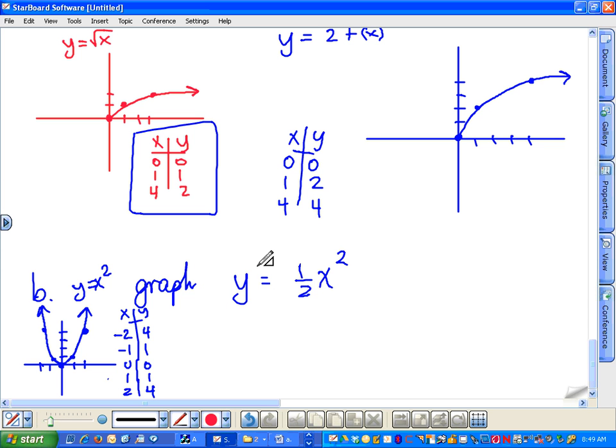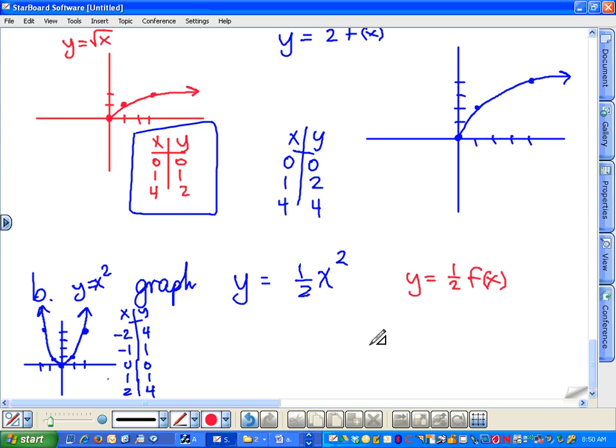Another way of thinking about this is to graph y equals 1/2 of f of x. X squared equals f of x. I'm asking you to graph 1/2 of f of x. Well, what are f of x values? They're the same as y values. I'm asking you to graph 1/2 of all the y values. The x values stay the same. X values are not affected. You need to graph 1/2 of the y values.